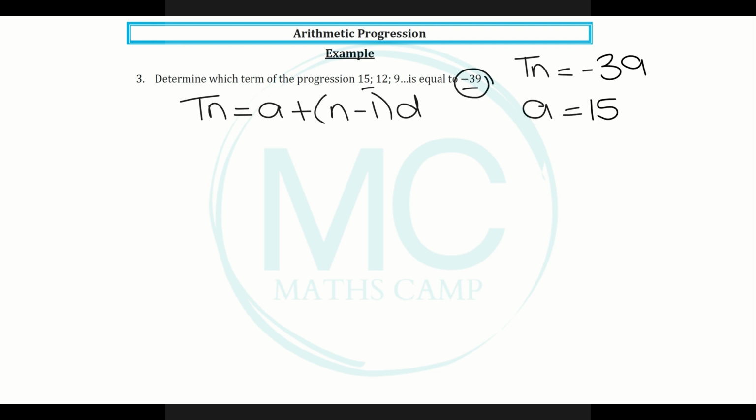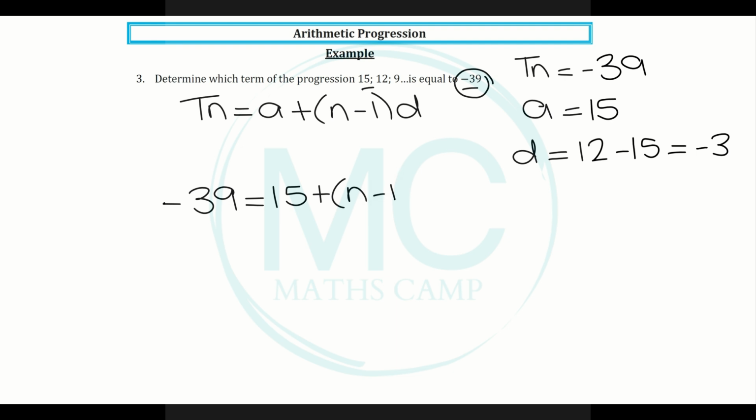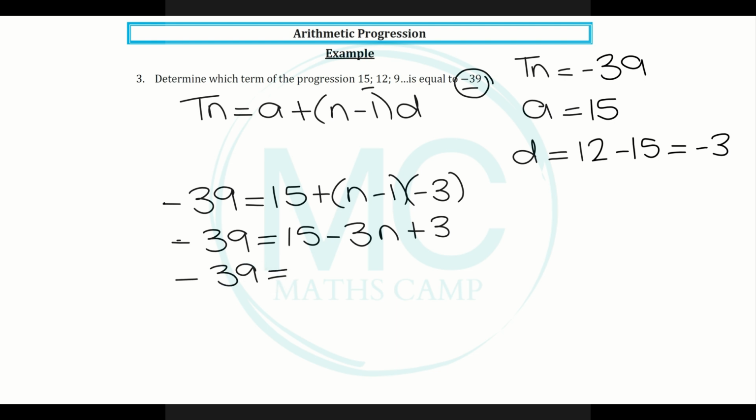Let's find the constant difference d. We can say d is equal to 12 minus 15, which gives us negative 3. Now we can fill in our values. We have the value for the term, so that's Tn. Say negative 39 is equal to a, 15, plus the bracket of n minus 1, multiplied by the constant difference d, which is negative 3. Let's expand our bracket. We have negative 39 is equal to 15 minus 3n plus 3. Now we have negative 39 is equal to 15 plus 3 is 18, minus 3n.